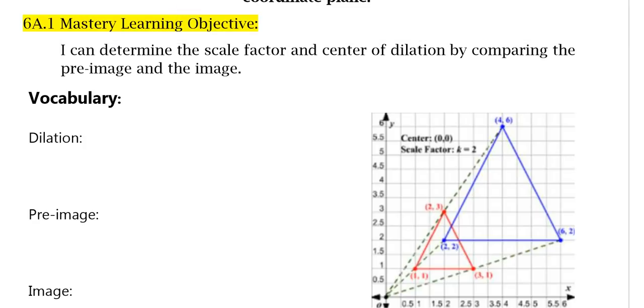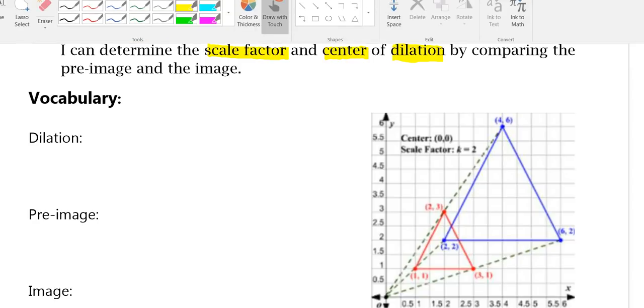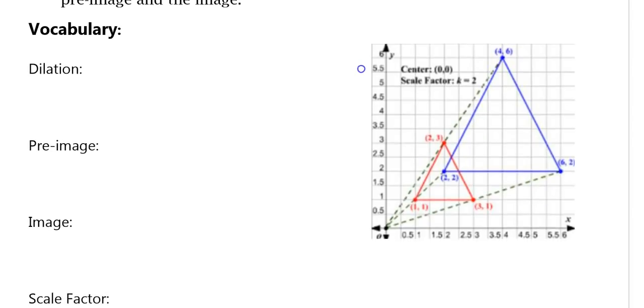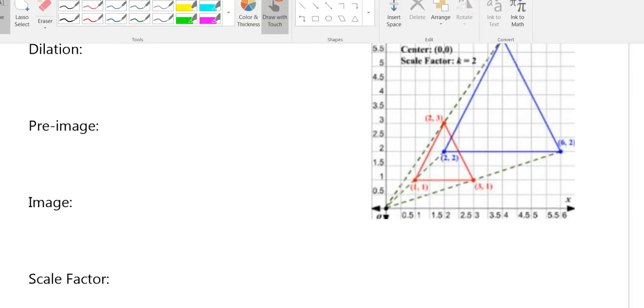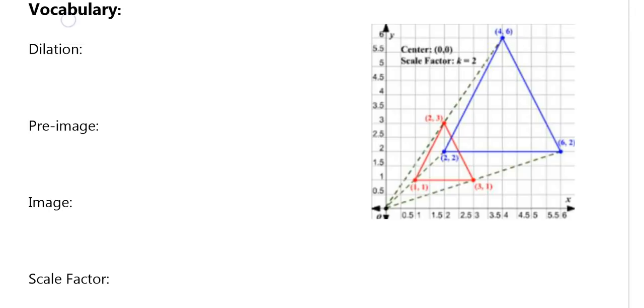So our important parts here are, we're going to be talking about scale factor and a center of dilation. So those are some of our important things in this master learning objective. Since it is the beginning of a unit, we are going to be starting with a lot of vocab, so bear with it. So what is a dilation?